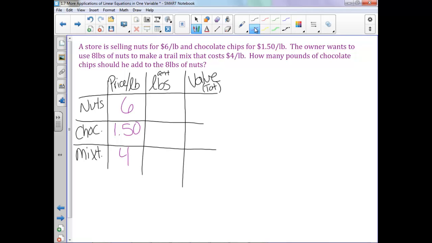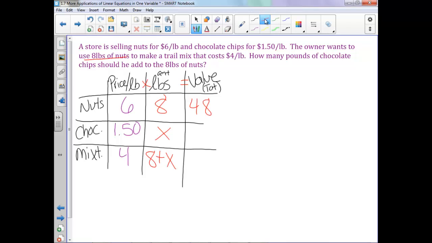Now let's look at the amount of all of them. We want to use 8 pounds of nuts, so we've got 8 pounds. And we are asking how many pounds of chocolate chips, so that's what we don't know. But we're mixing these two together to get our trail mix. So our mix is just going to be how much nuts we put in plus how much chocolate chips we put in. So it's just adding them together. Value is just the price times the pounds.